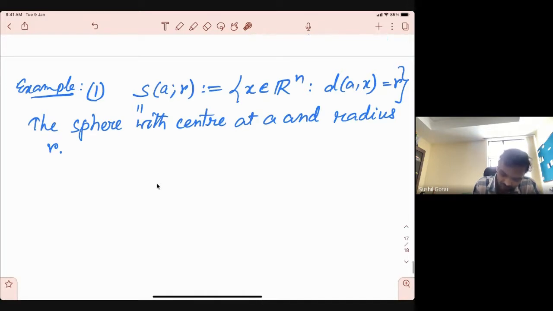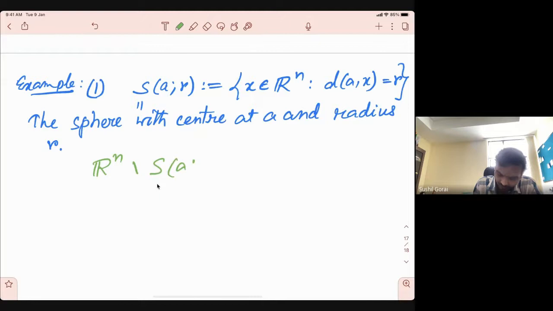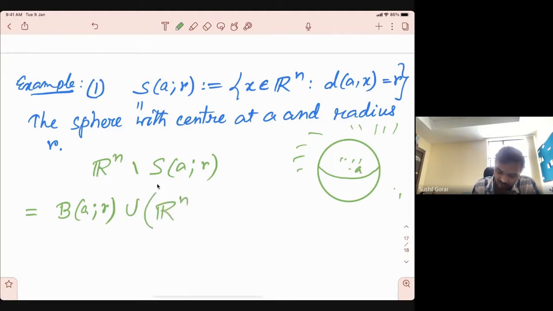So what is the complement of this set? Let us look at it. Let me take a different color. Rn minus S_A,R. You have this sphere, and the complement has two parts: one is outside and one is inside. The inside part is just B_A,R as we defined, the open ball centered at A with radius R. And the other part is Rn minus the closed ball.